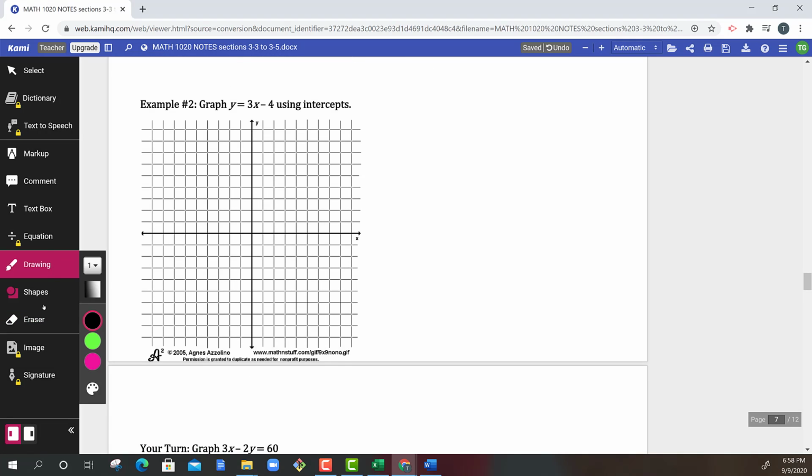All right, let's do one more. So this one's in slope intercept form. Typically, making just a regular t-chart where we substitute numbers for x would be the easiest way to graph this. Since this problem is already solved for y, picking convenient values for x would be a quick way to do this. But it says graph using intercepts.